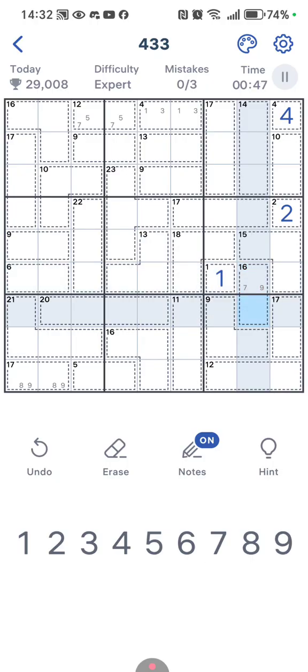16 can only be 7 and 9. Well, that has to be 7 because that's an 8 and 9. So 2, 4, that means 6 and 8 are out, and this is 9. So that's 3 and 7.